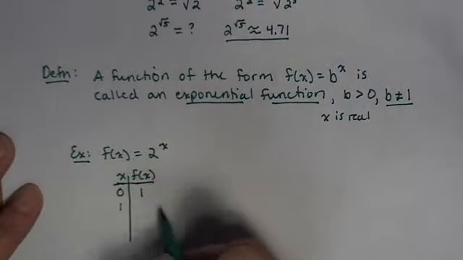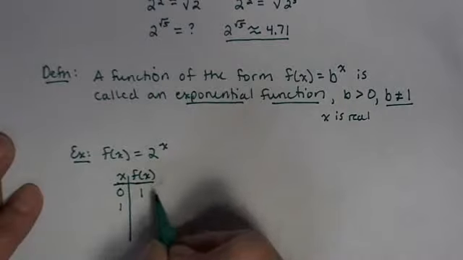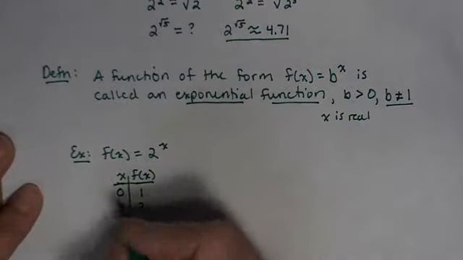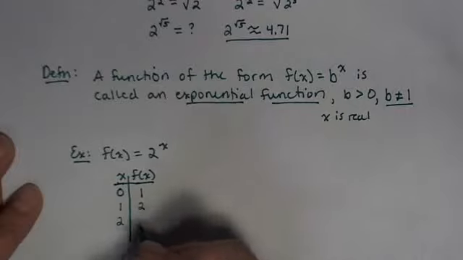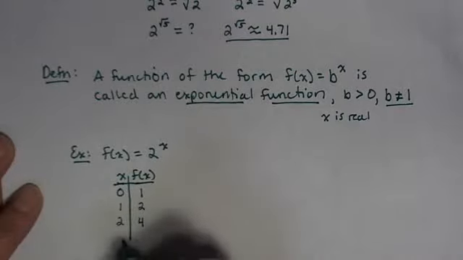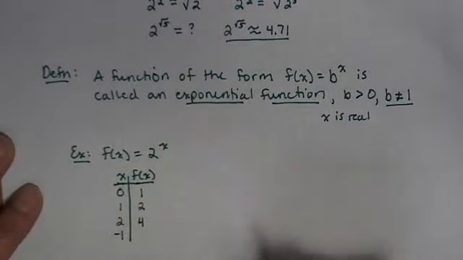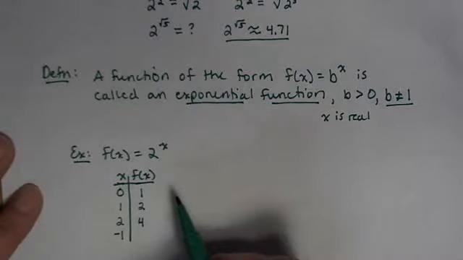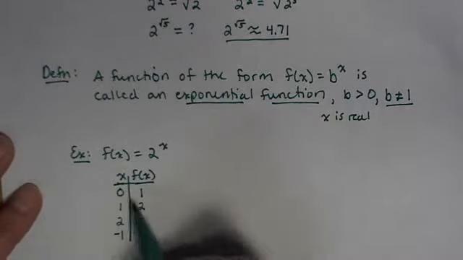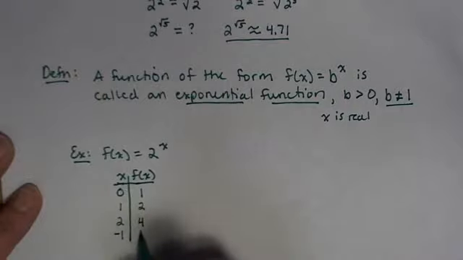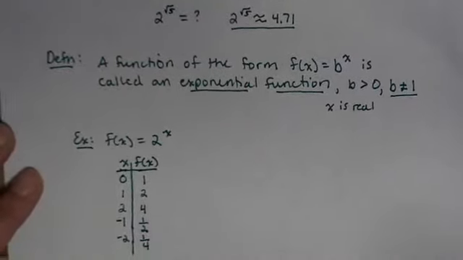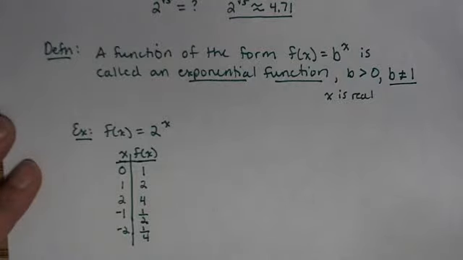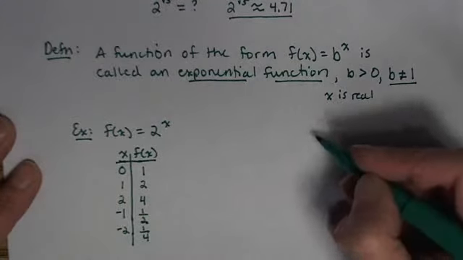Let's say I plug in a 1 for x. Well, 2 to the 1 is 2, and I could do a few more. Let's try 2. Well, that's going to give me a 4. If I plug in some negatives, how about 2 to the negative 1? What is 2 to the negative 1? Well, we need to remember that negative makes it a fraction, so that's going to be 1/2. And 2 to the negative 2 is going to be 1/4. So we have a nice table of values here that we could go ahead and plot on a graph.